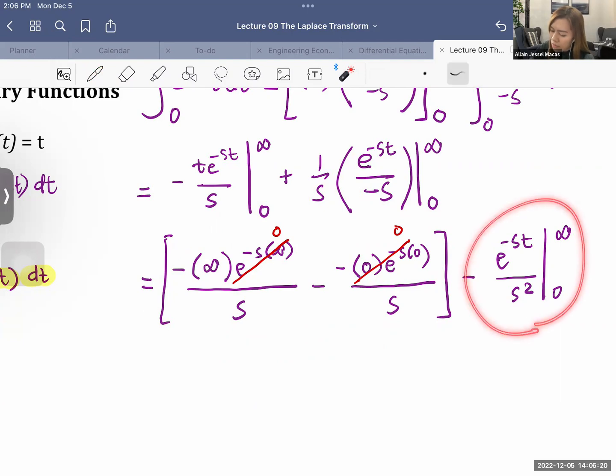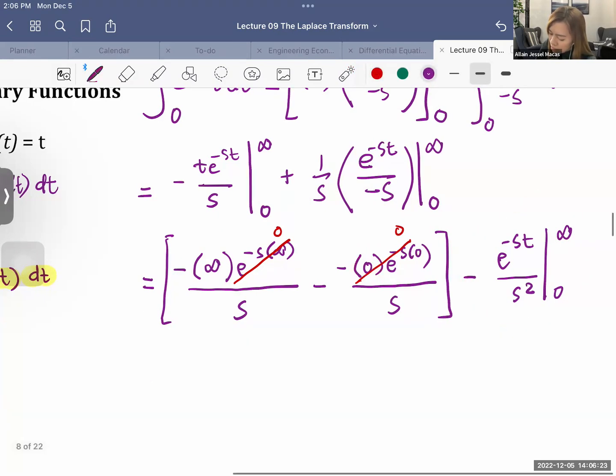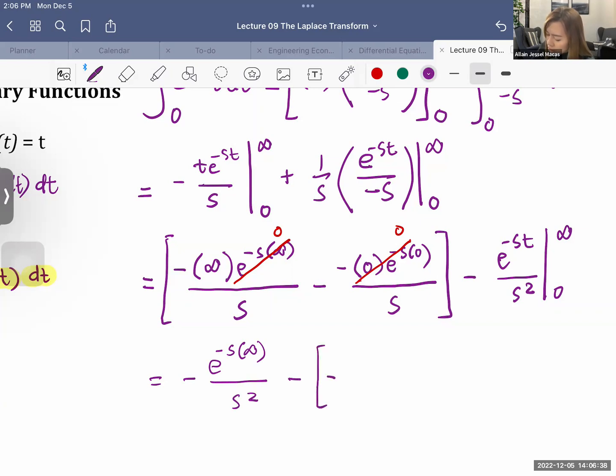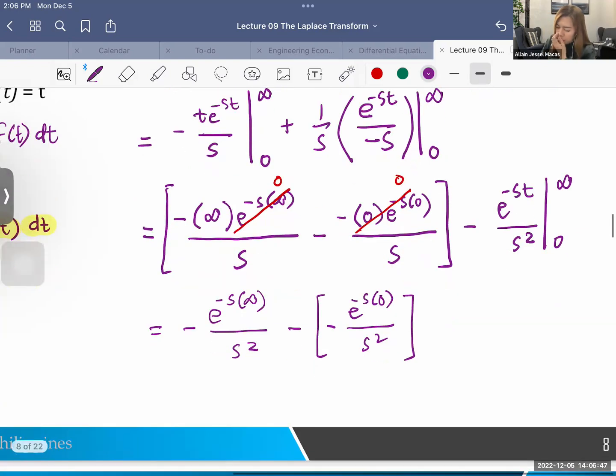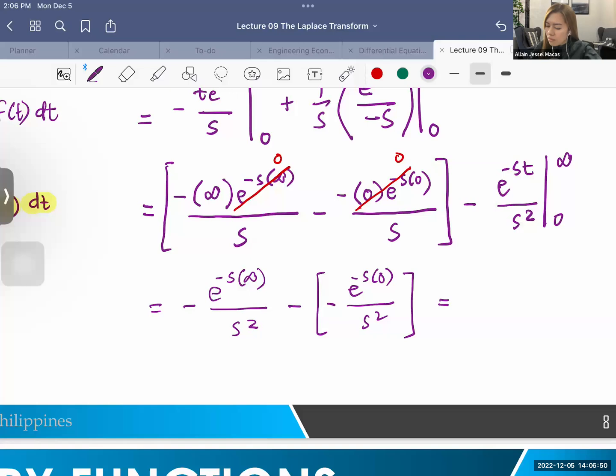So if that is 0, let's evaluate this part here. That is negative e to the negative s times infinity over s squared, minus the negative of e to the negative s times 0, also over s squared. What is the value of this first term? This will approach 0. Yes, correct. 0 again, so this whole term is 0.